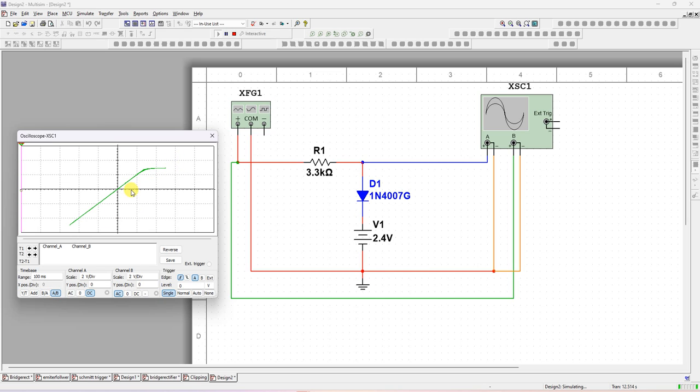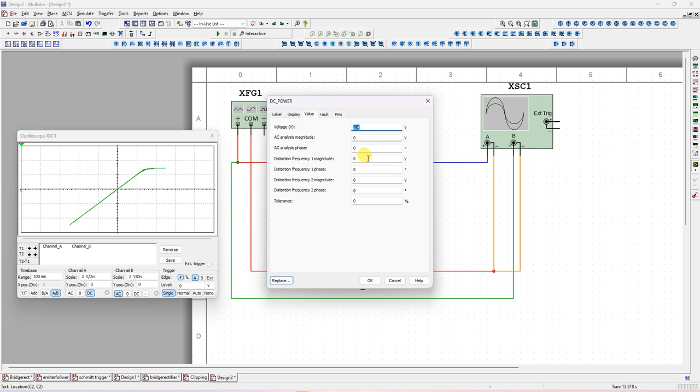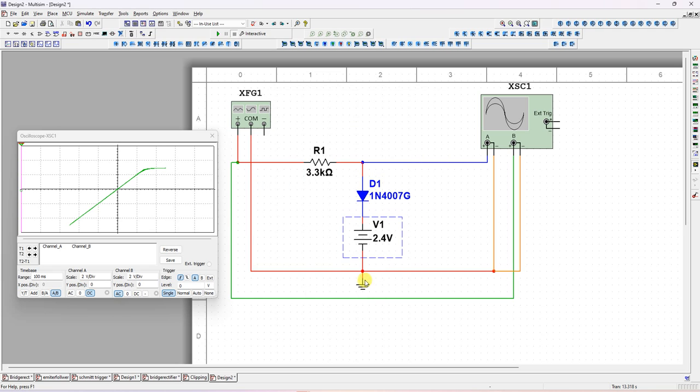So here you can see up to 3 volts. Now I change the reference to 2.4. Now I will change once again back to 2 volts only. So I will change this value to 1.4. I will verify once again. I'll change this one to 1.4. So now once again run.